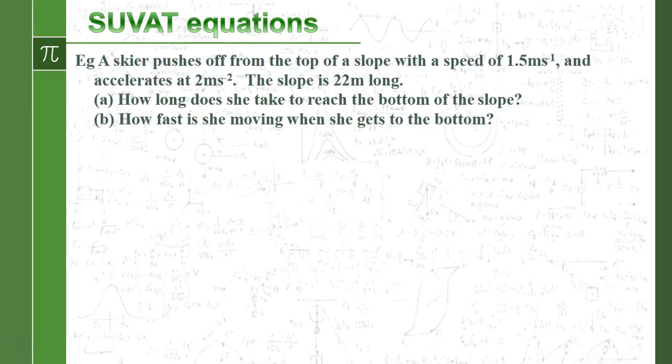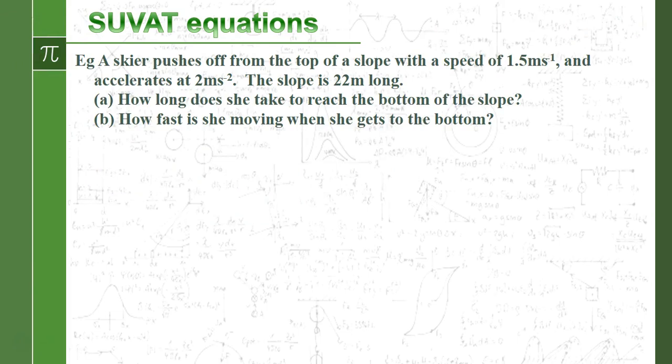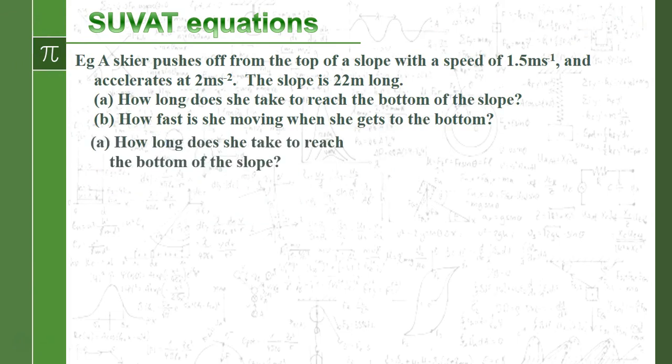So another question. A skier pushes off the top of the slope with a speed of 1.5 metres per second and accelerates at 2 metres per second squared. The slope is 22 metres long. How long does she take to reach the bottom of the slope? How fast is she moving? Okay. So again, first we're going to wait for my skier to go past, and then we're going to do the bit: how long does she take to reach the bottom of the slope.